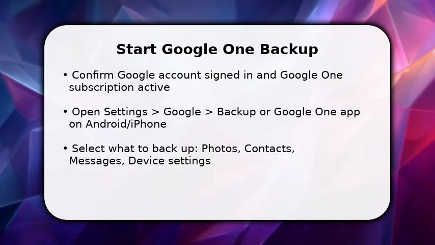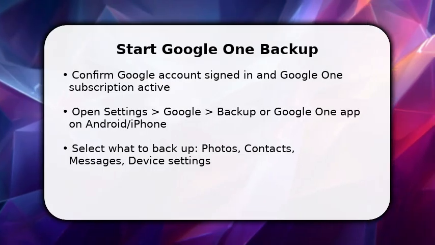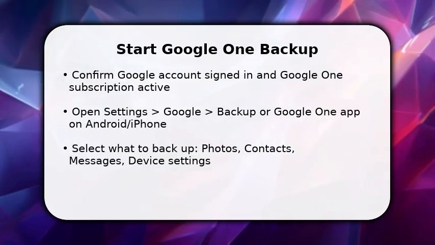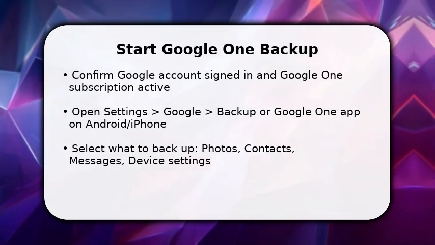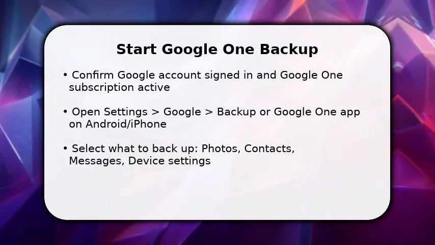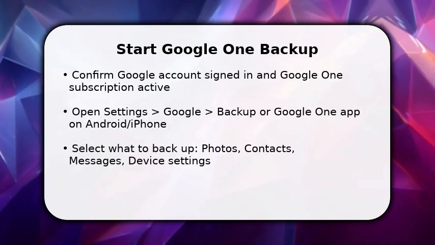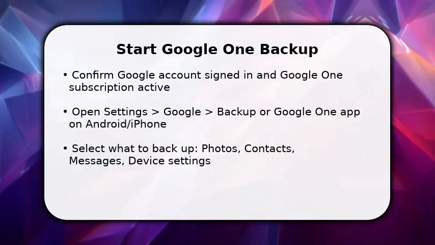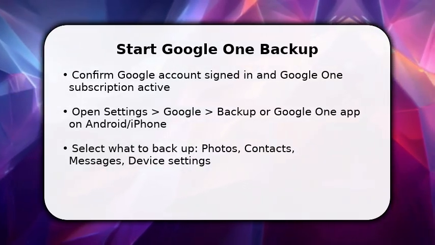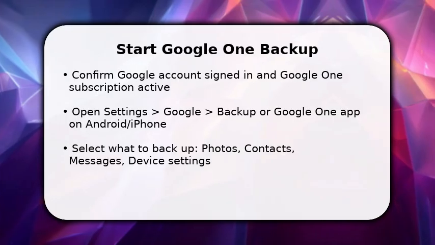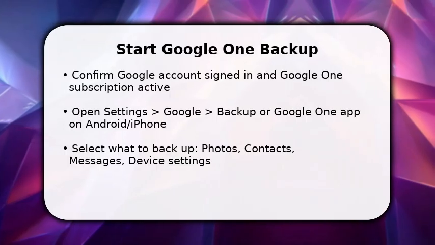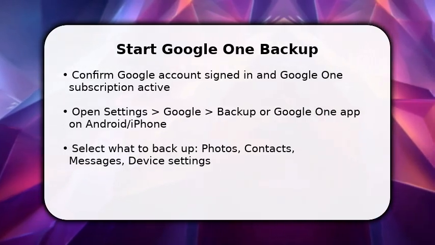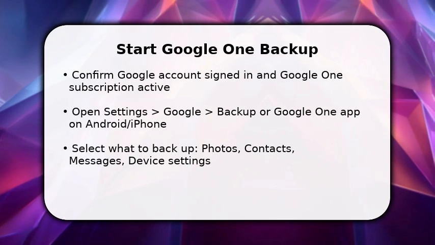You begin by confirming your Google account and that Google One is active because backups tie to that account. Open the Google One app or Android settings, Google Backup, and tap Backup Now to start a baseline. Once done, choose Categories: Photos, Contacts, Messages, and Device Settings so you control storage usage. Make sure to connect to Wi-Fi to avoid mobile data charges. This speeds upload and prevents interruptions during the initial full backup.